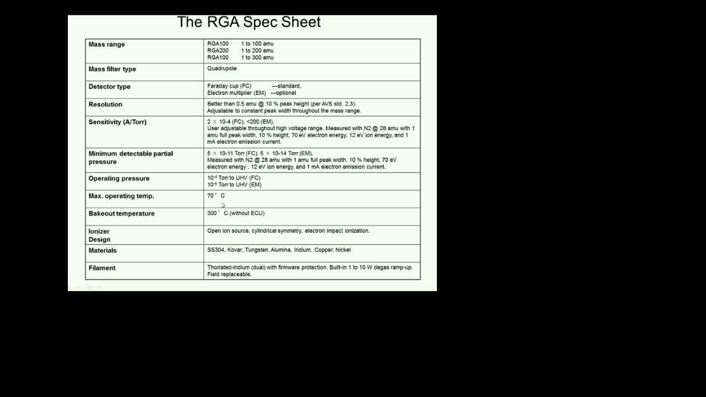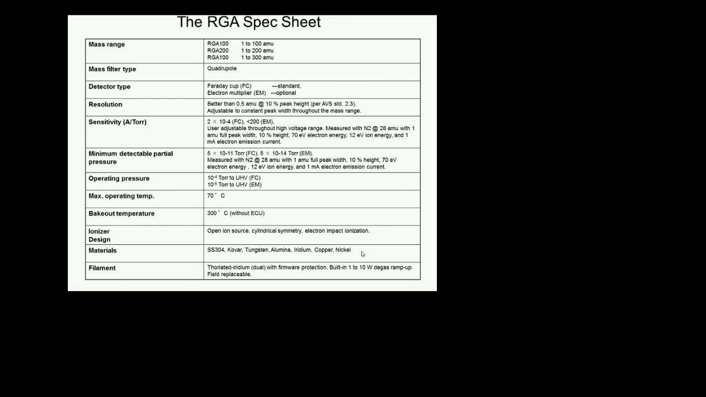So the vendor is telling you, don't use it above that, you really don't know what you're getting. And then there's a bunch of other things like, what's the maximum operating temperature, right? This is 70 C. Well, this is telling you, don't heat anything up above 70 C. Bakeout temperature 300 C. Of course, you've got to disconnect the electronics. And the maximum is set by the electron multiplier. What kind of ionizer design you have, and what kind of ionization mode. And then the materials.